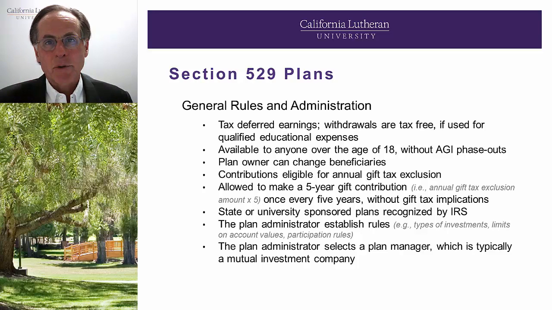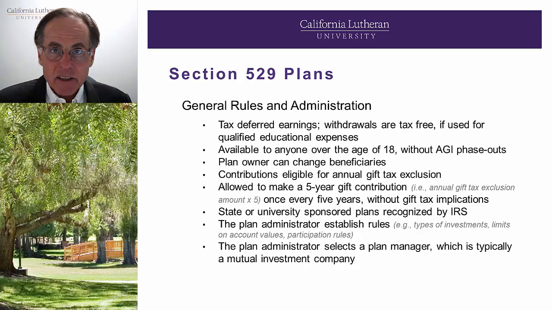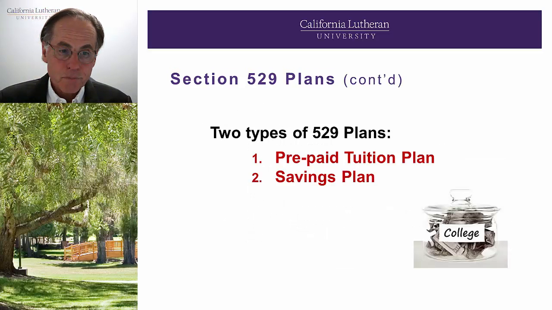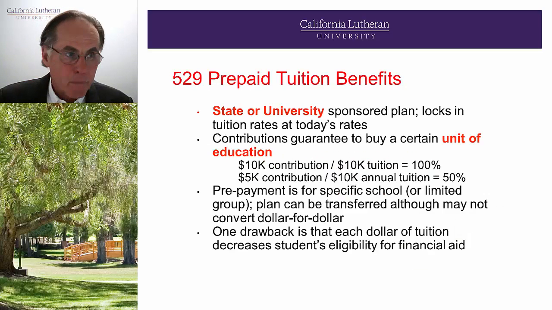529 college plans are administered either by the state or individual university. The administrator establishes the rules, including the types of investments that can be offered, the aggregate contribution limits, participation rules, etc. The administrator in turn selects a plan manager, which is typically a mutual investment company. That investment company handles the paperwork, the investment portfolios, and the reporting requirements. There are 2 types of 529 college plans: the prepaid tuition plan and the savings plan.